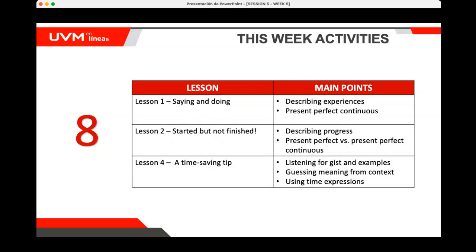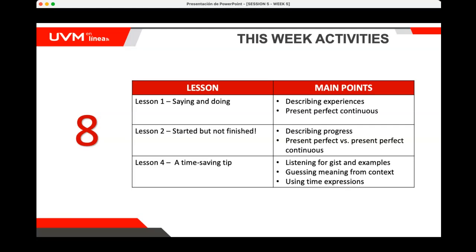Then for unit 8, you had 3 lessons. The first one was saying and doing. The second one was started but not finished. And the fourth one, because remember again, in this case, we don't have a lesson 3, we have a time-saving tip. What did you learn in those lessons?